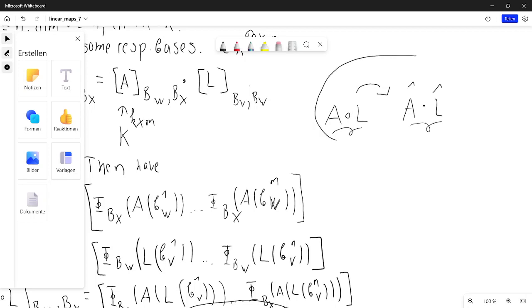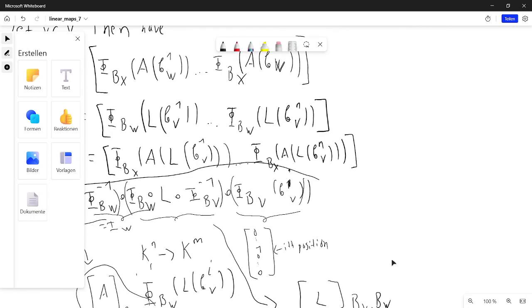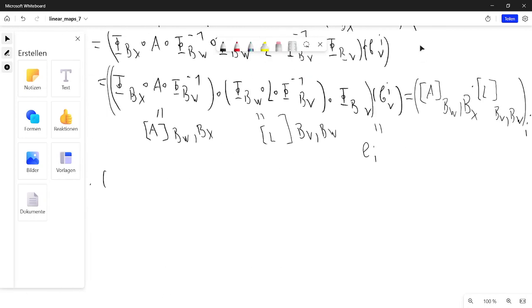But well, that's what we want to establish after we have dealt with representation matrices, all right.